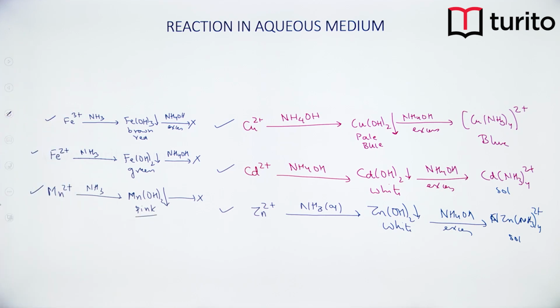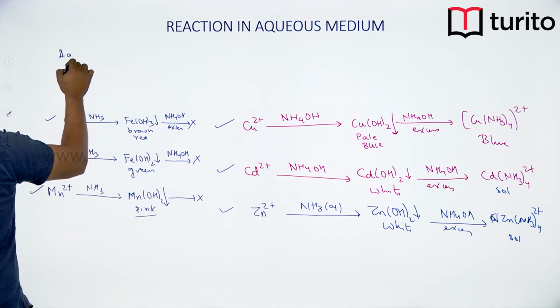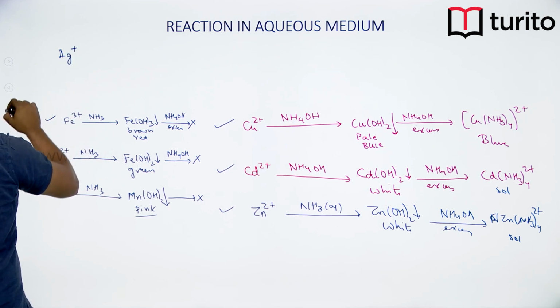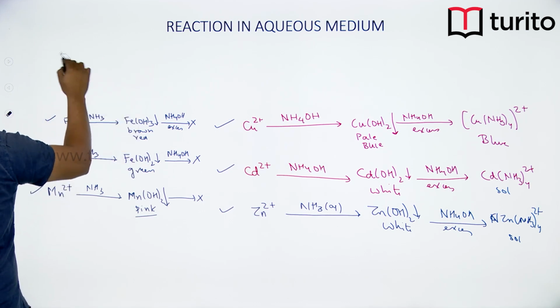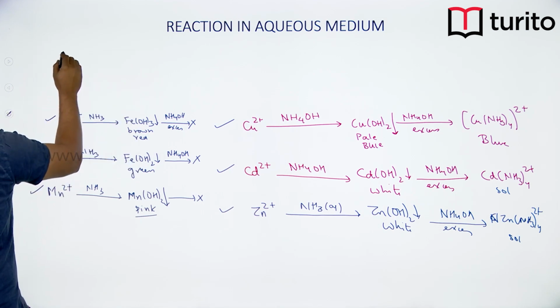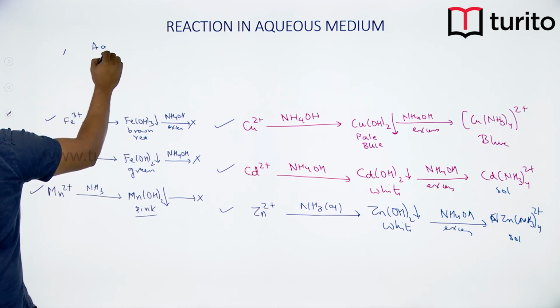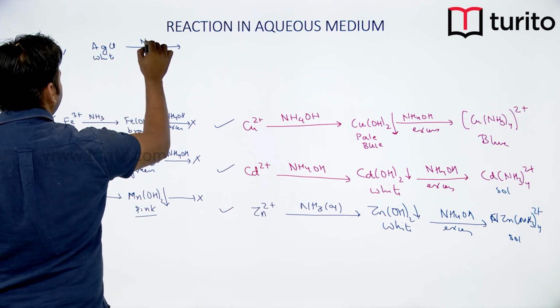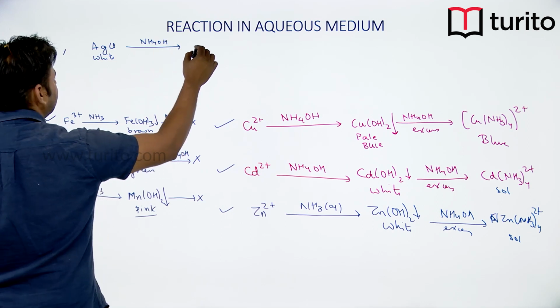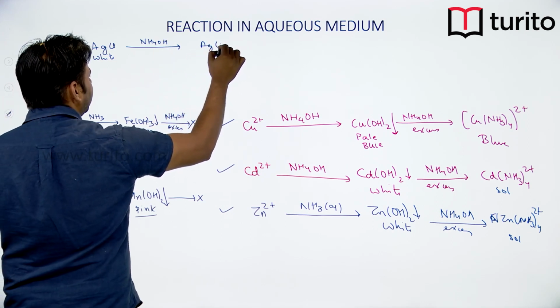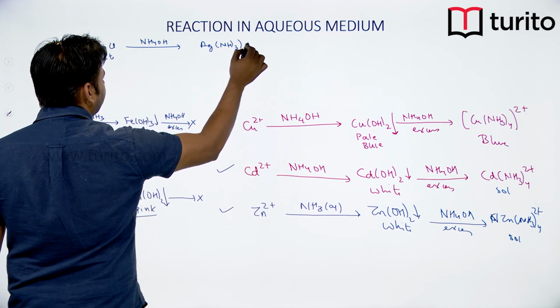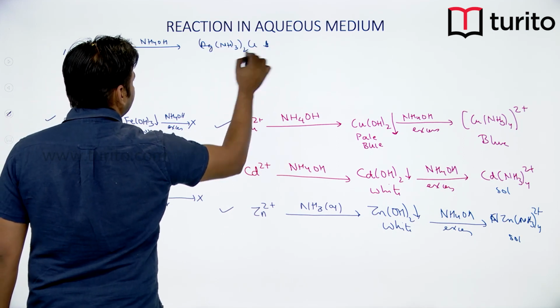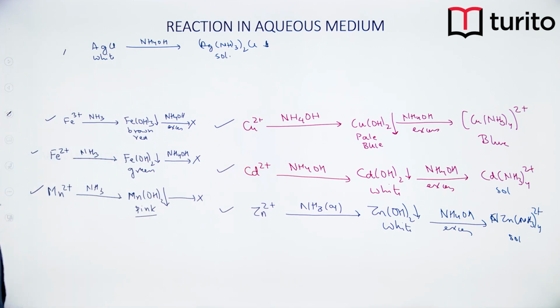Okay, and in excess ammonium hydroxide, the precipitate does not dissolve. Similarly, if you take any silver salt, I think you might be knowing this. Suppose we are having AgCl, which is basically a white color precipitate. If you take it in ammonium hydroxide, this precipitate dissolves in ammonium hydroxide and forms this. So we say that this precipitate is soluble in ammonium hydroxide.